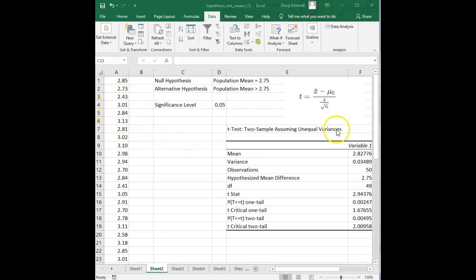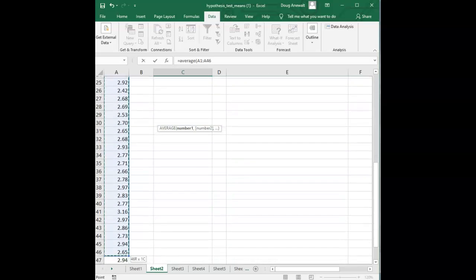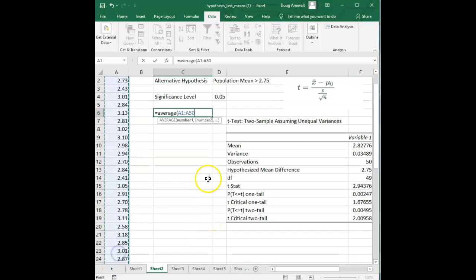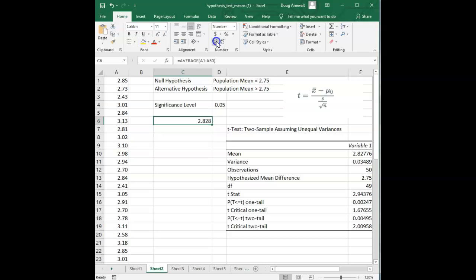So back here in Excel again, I've copied that formula over for the t-test statistic, so we have it here on the screen. Getting that mean of the sample, you can just do equals average, grab all the data here. When I close the parentheses, I'm going to get that mean. Let me add a few more decimal spots here. You see it's the same exact mean we got with the other method.